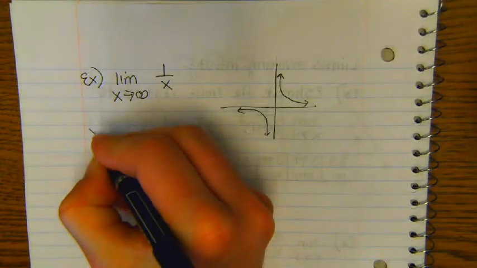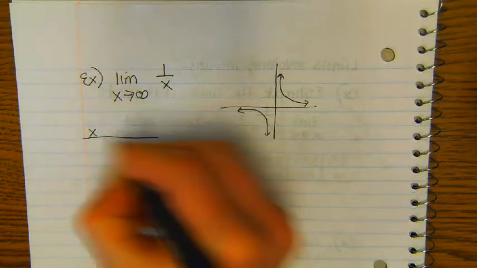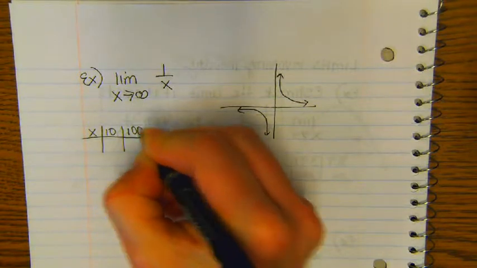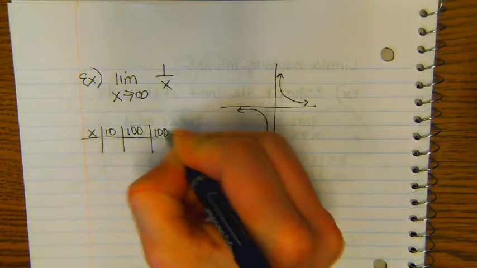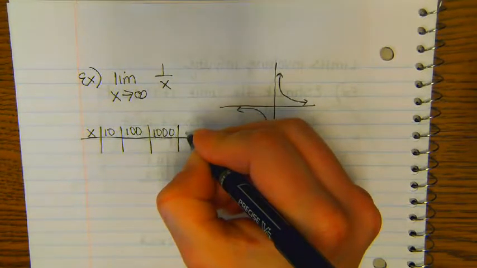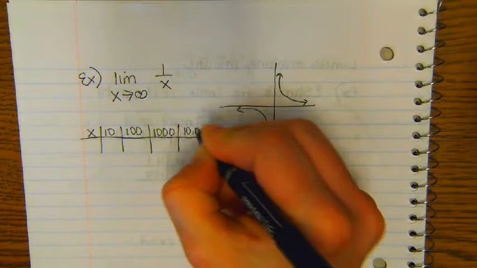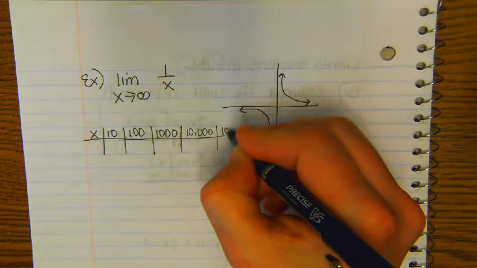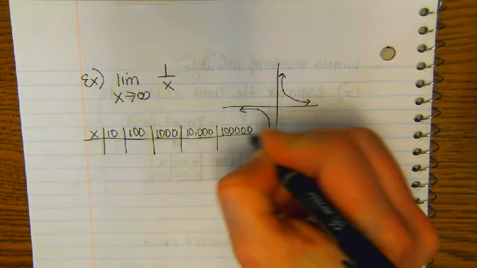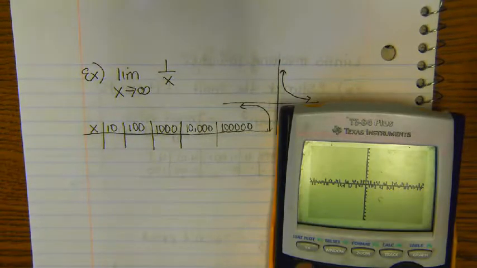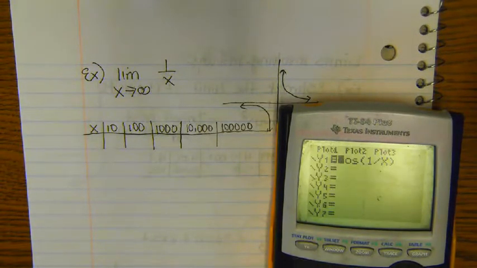So if I was going to do a table for this, I would do like 10, 100, 1,000, and 10,000 maybe. You could do more if you needed to, 100,000. So let's just confirm it. We call that confirming it numerically because we're putting in number values.